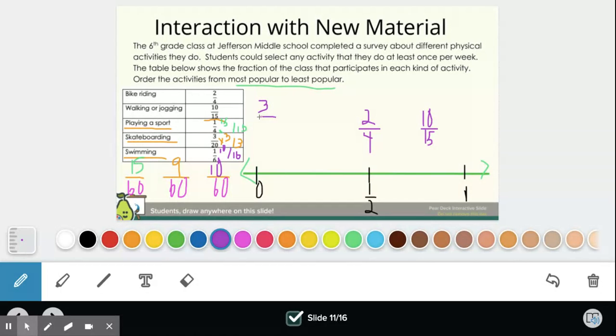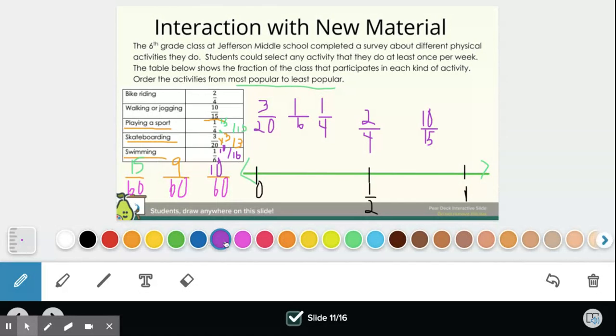And then next is 10 over 60, which was the swimming. So that's 1 over 6. And then the one that was a little bit greater than the other two, 15 over 60, that one's going to be playing a sport, and that one is 1 over 4. And I know 1 over 4 is kind of in the middle of 0 and half, because 1 over 4 is half of 2 over 4. Okay, so somewhere in the middle here.